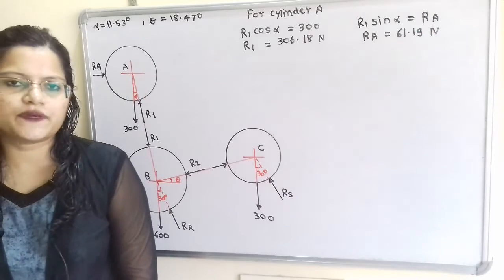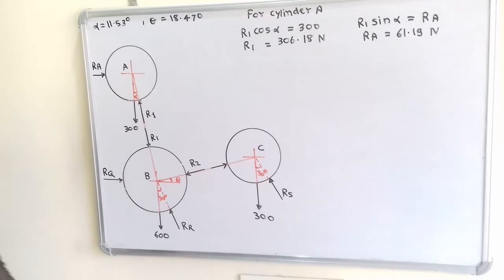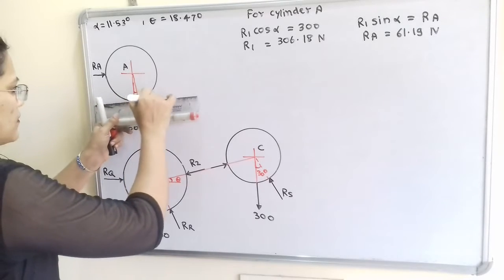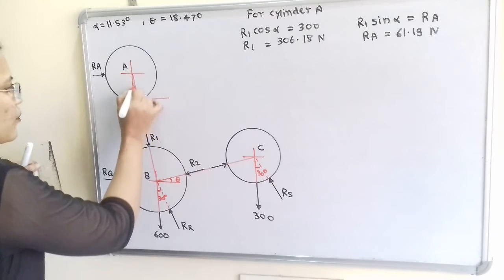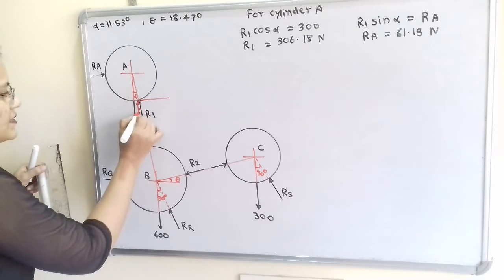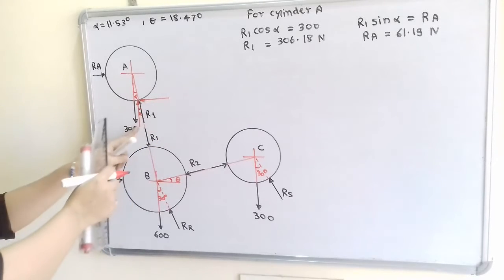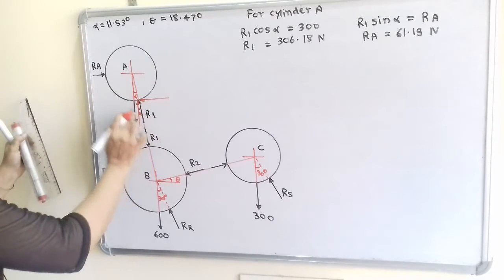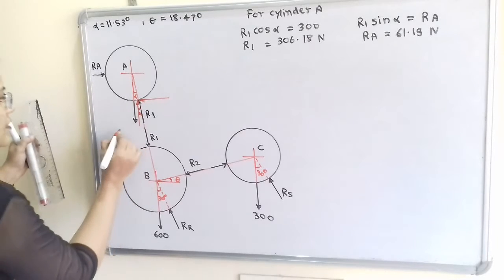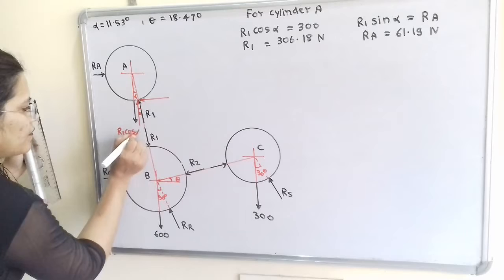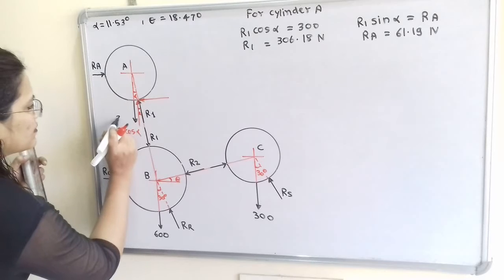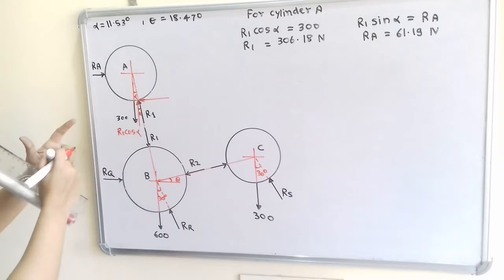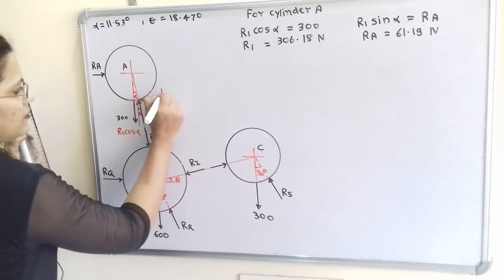We will consider this sphere A, and we will resolve this reaction force R1 into two components, one horizontal and second vertical. So the angle made by this vertical component with this inclined line along R1 is the same, that is alpha. So how we can decide this? That is its value R1 cos alpha. So I will write here R1 cos alpha, and for this here I will write 300, and then for the horizontal component we will write R1 sin alpha.